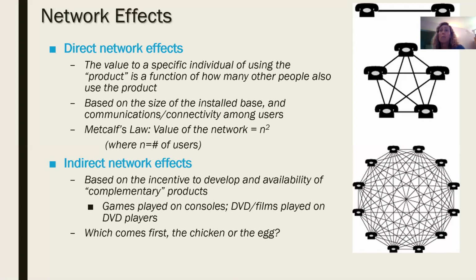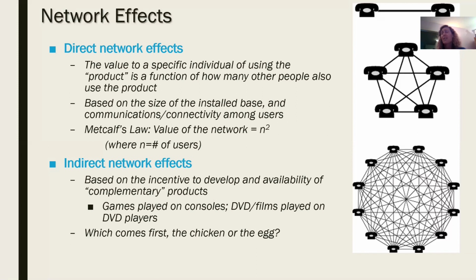The second type of network effect is an indirect network effect. The indirect network effect is based on the availability of complementary products on a particular platform. When we think about something like Facebook, we have filters, games, apps, things of that nature. And what is the incentive for a developer to build games or apps for those networks? Well, clearly, it's a function of the number of users on the installed base.